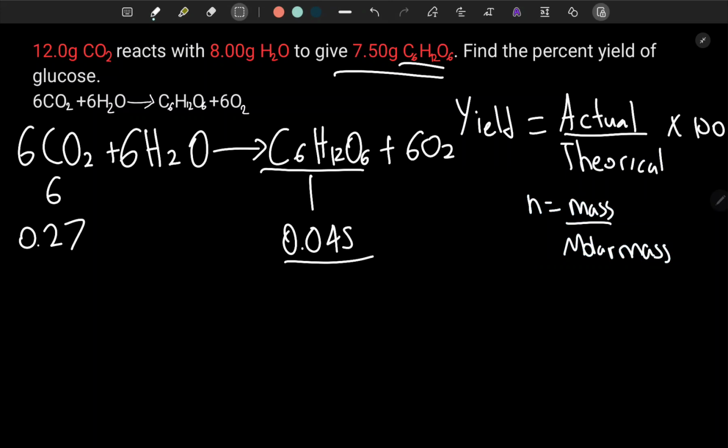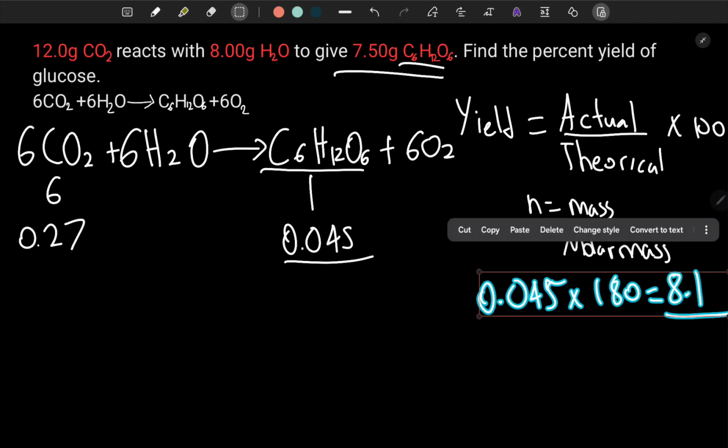So let me just clear this out, and this is going to be 0.045 multiplied by the molar mass of C6H12O6, which is 180, will give us the answer of 8.1. So this is the theoretical yield. And now we have the actual yield, we have the theoretical yield, we just need to plug in the values now. So let me just clear this out. 8.1 was the theoretical actually. Let's just move this to the right.